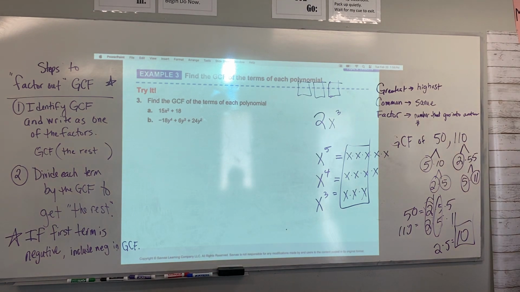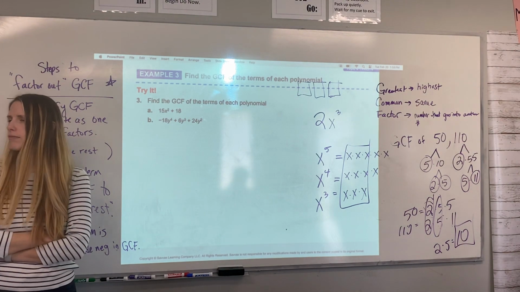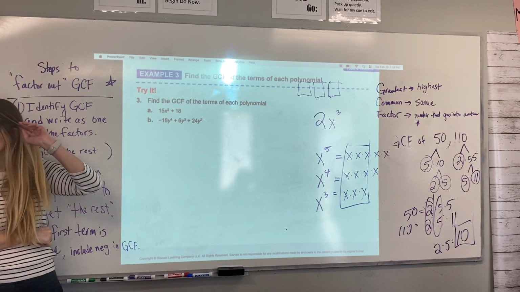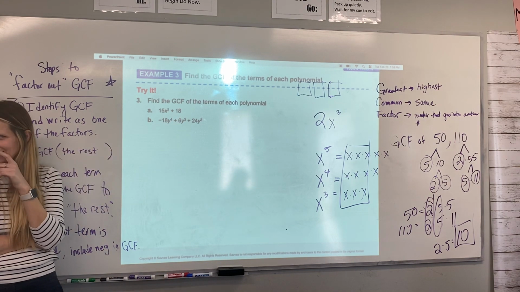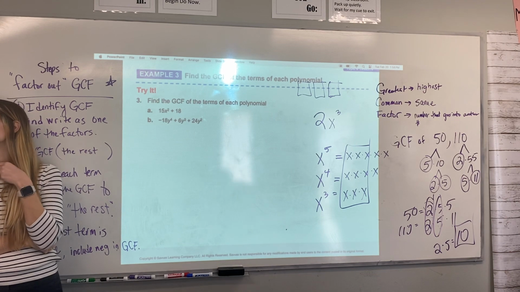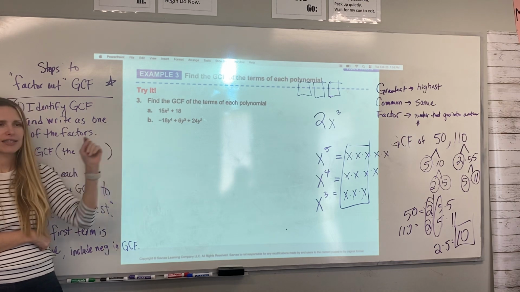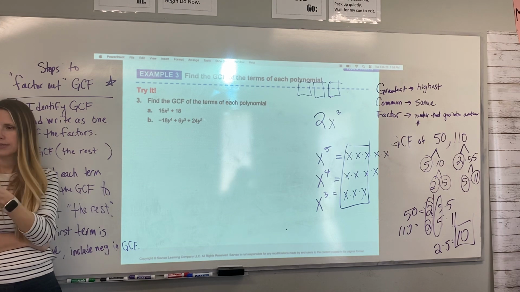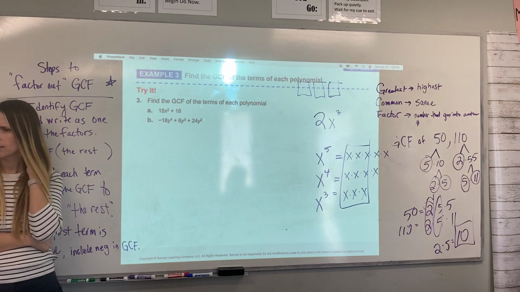So you're saying both terms have x to the first in common? No, the one that they have in common is x to the 0. Really? This one has x to the first? You see an x there? It's not invisible. X to the 0 would be invisible. X to the first is never invisible. But there is no x.